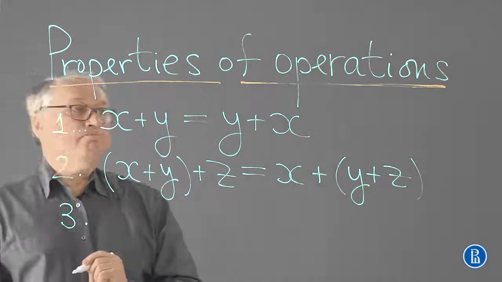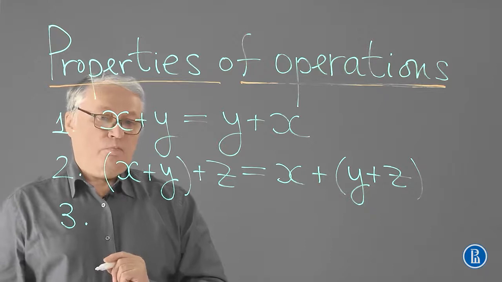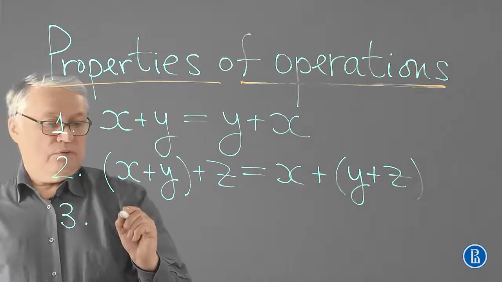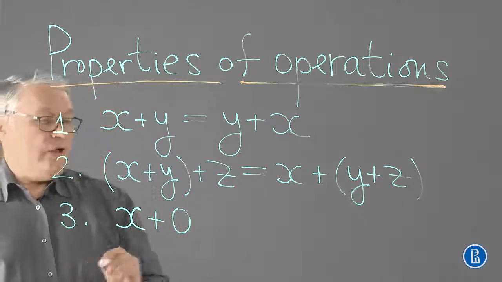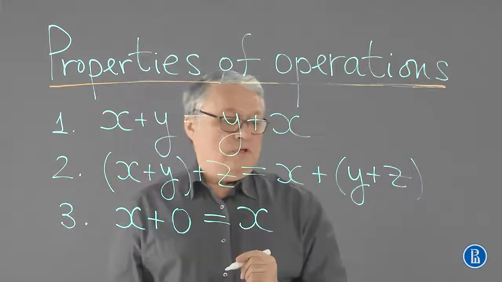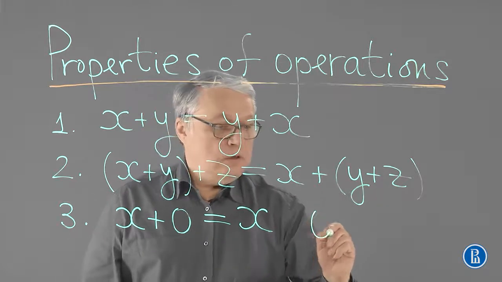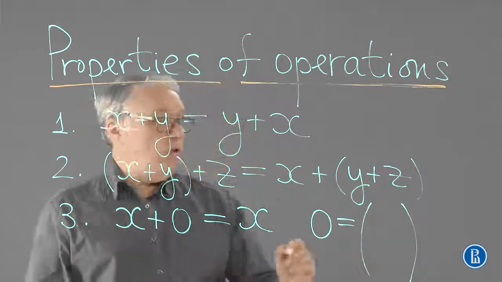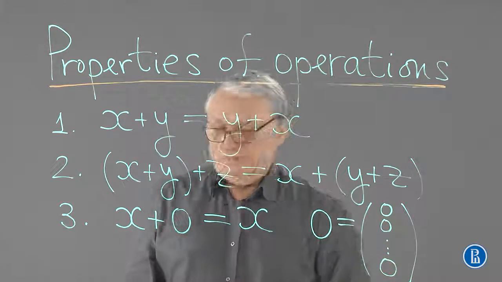Property number 3, it's about the zero vector. So the zero vector exists, and it has the property that when I add any x and this zero vector, I always get x. So what does this zero vector mean in the Rn space? This is a vector which is represented by a column made of zeros. They're all zeros, all coordinates are zeros.